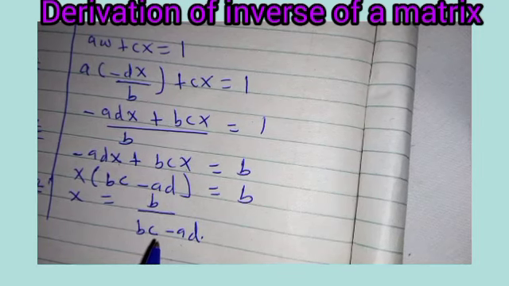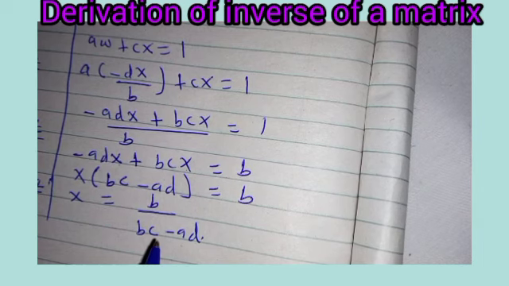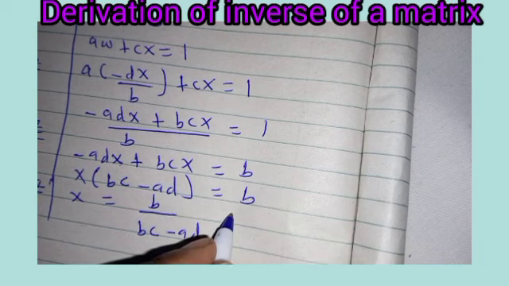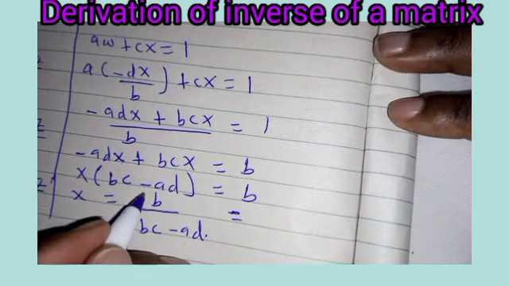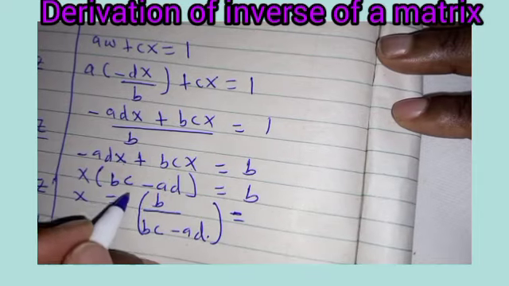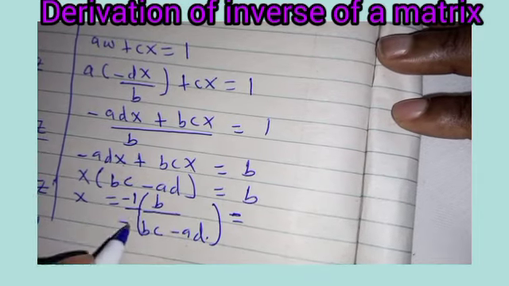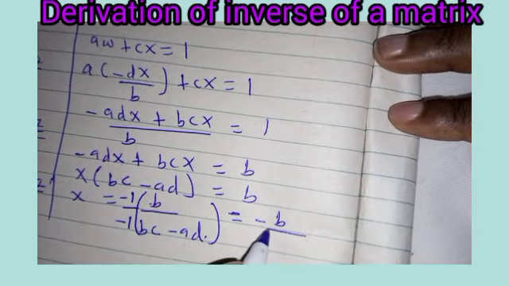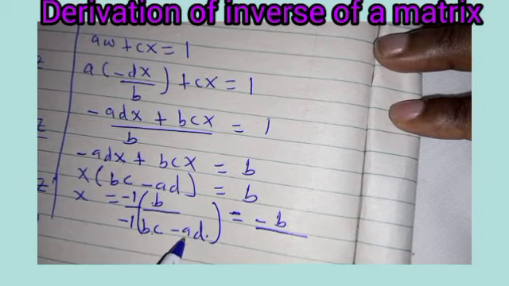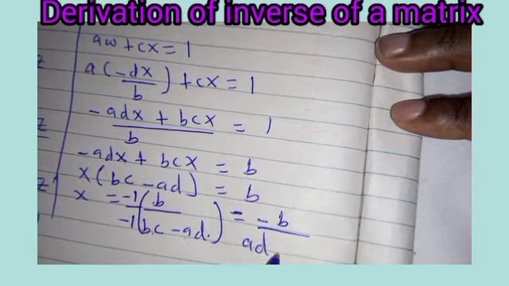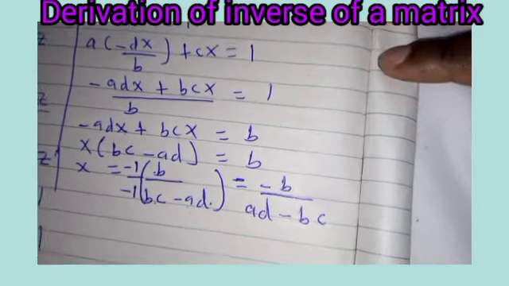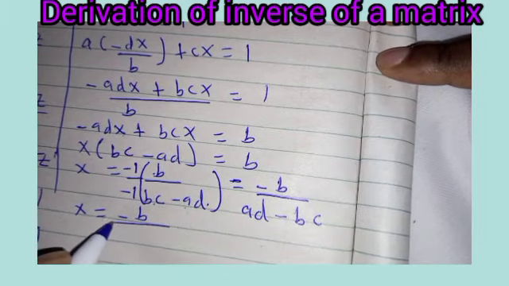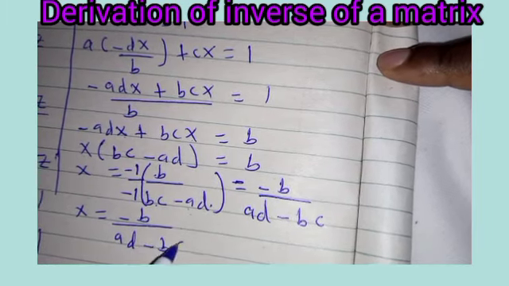We can factor the negative out. We can multiply the numerator and the denominator by negative 1 so that the denominator becomes this way. When you do that, b will become negative, so negative b divided by this part, which becomes negative, and this other one positive. So here you will have ad minus bc. So our x is equal to minus b divided by ad minus bc.